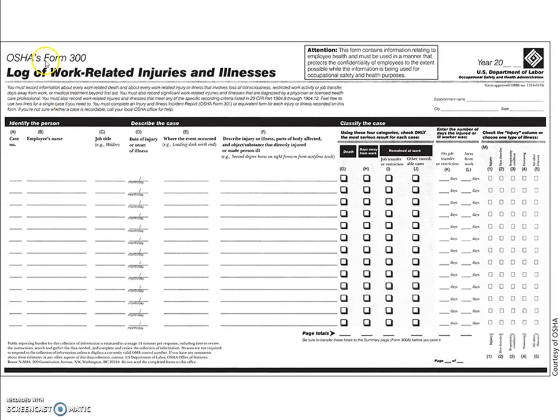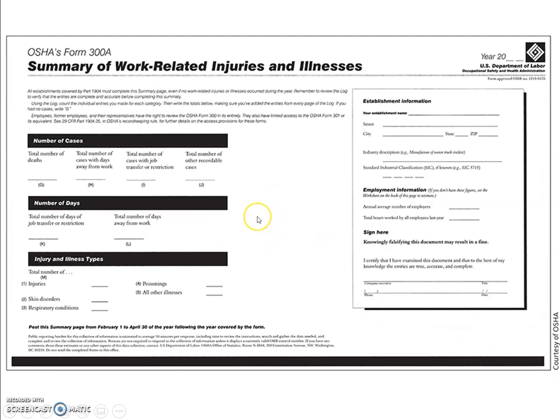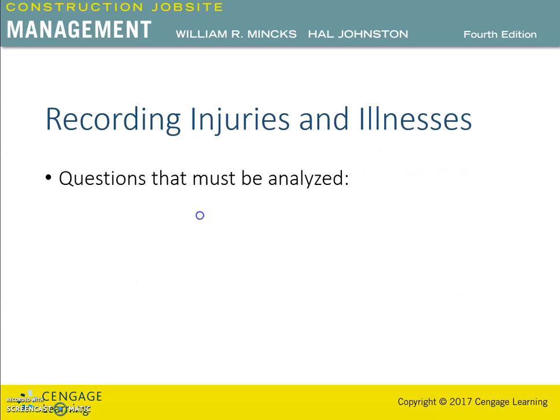So I was talking about the Form 300 and Form 300A. Form 300 includes information such as the identification of the employee, the description of the case, and classification of the case. Whereas the Form 300A includes information such as the description of how the accident or illness occurred, a list of objects or substances involved, and the nature of the location where the injury or illness occurred.